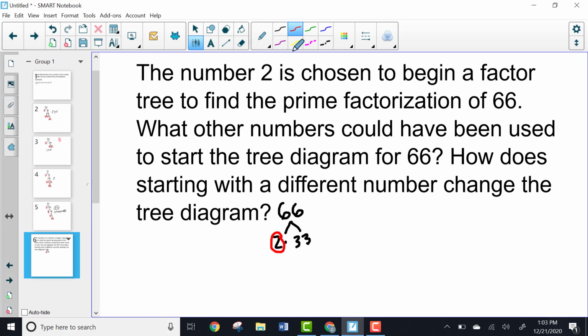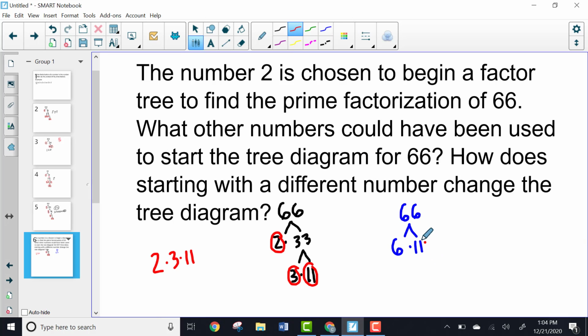So 2's a prime number, we'll circle that. And then 3 times 11 gives us 33. So we have the prime factorization of 2 times 3 times 11. Now they're asking us, what other numbers could be used here? So what I could use, let's say, I'm going to do this in another color to show you that I'm starting with another number. So 66, I could start out with 6 times 11 gives me 66.